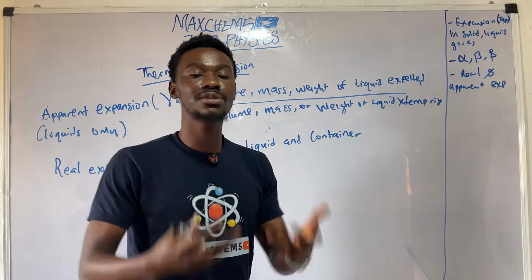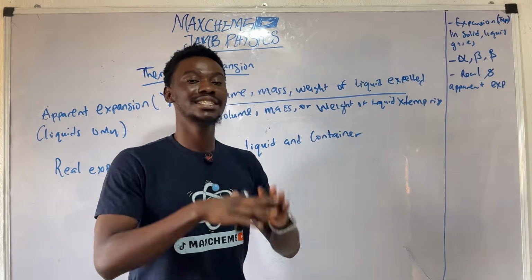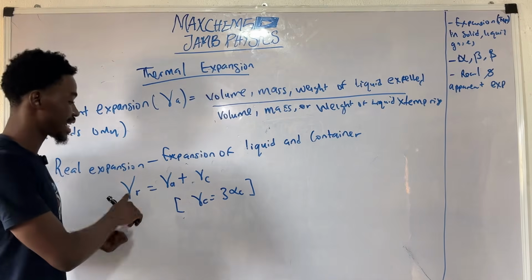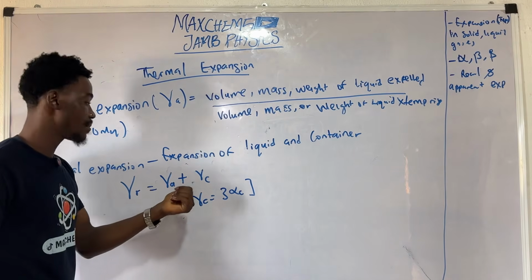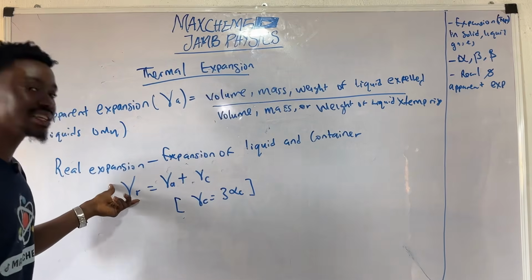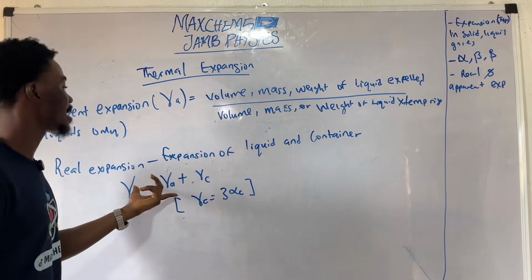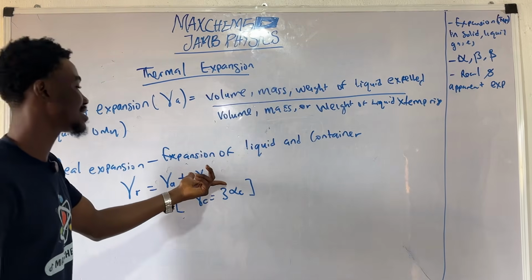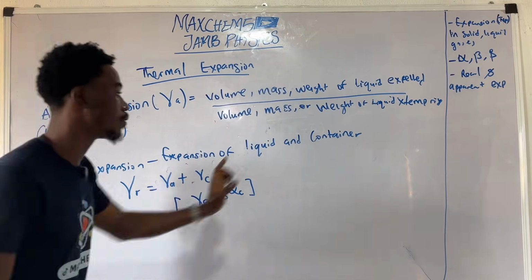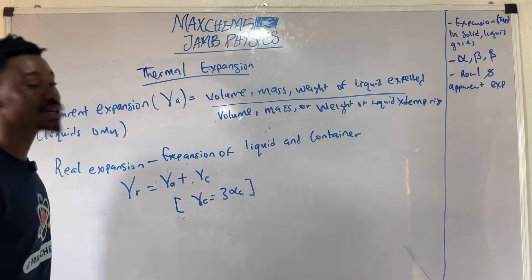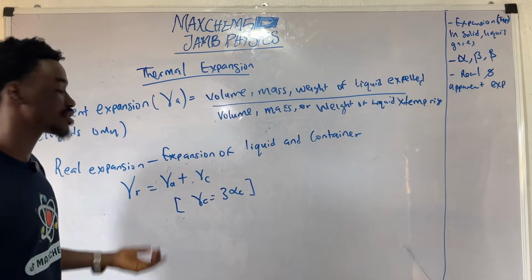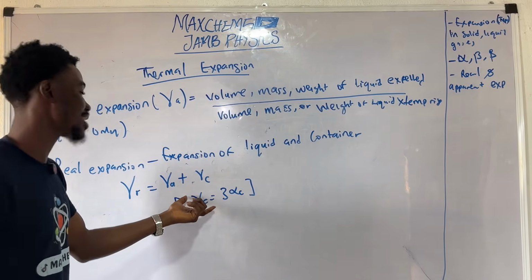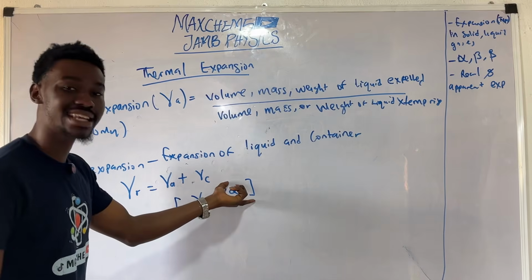And for the real expansivity, this is the expansion of the liquid and the container. And the real expansivity is given by the formula gamma R is equal to gamma A plus gamma C, where gamma R denotes the real expansion, gamma A denotes the apparent expansion, and gamma C denotes the expansion of the container. And if you can recall from the previous video, I gave the relationship between the cubic expansion and the linear expansion.